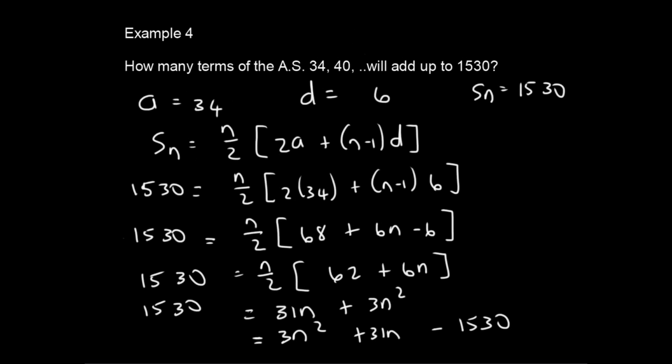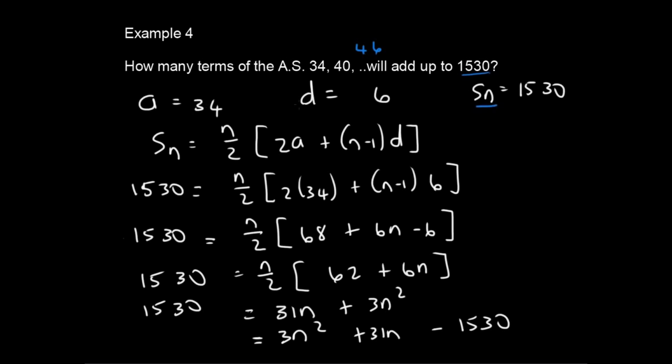Now guys, you know that there are always more complex examples. So let's look at example 4. How many terms of the arithmetic series 34, 40? I see I left one out. It should be 34, 40, and 46. Let me add that. That's your third term. We'll add up to 1,530. So what are they giving you? They're telling you what it adds up to. That's your Sn value.